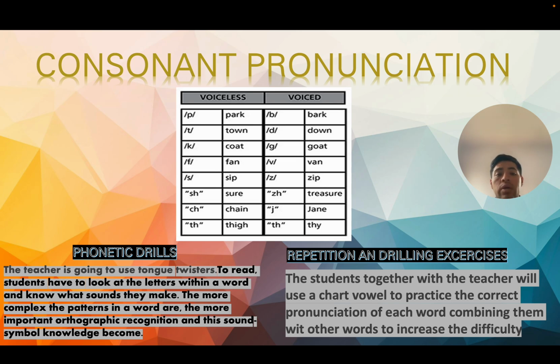Now we're going to hear the voiced words. We have letter B, that's bark, letter D, that is in down, letter G, that is in goat, letter V, that is in van, and etc. We have some examples, but we do not have too much time to show all of them.